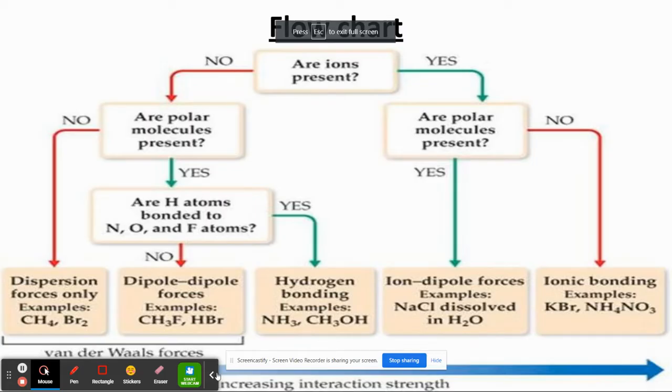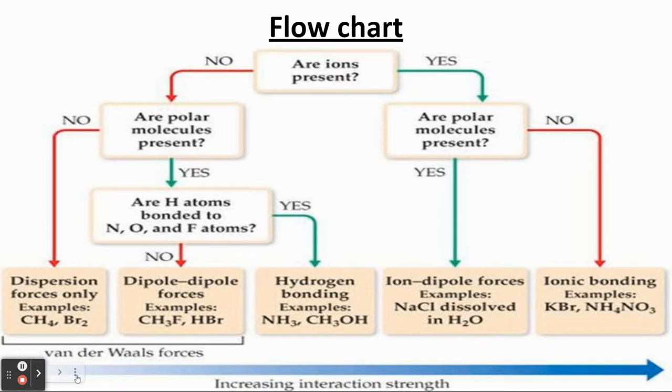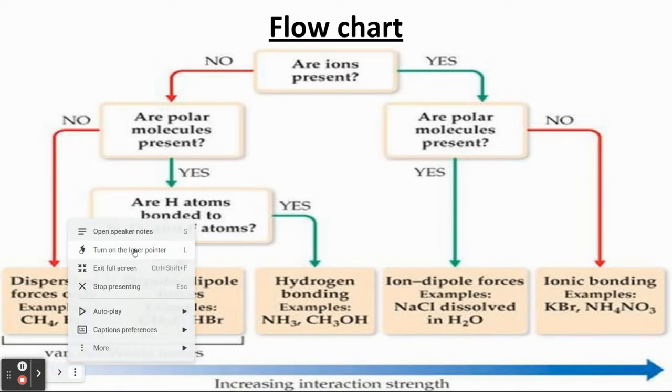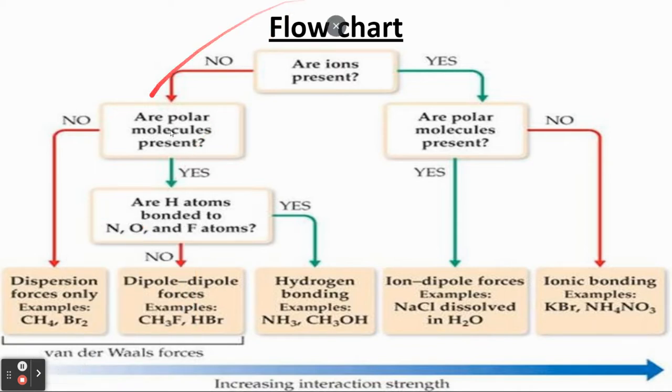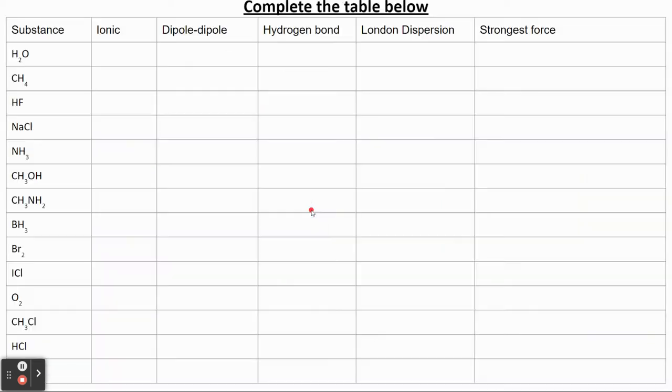So in this video, we're going to take a look at how to determine what type of forces a certain molecule or substance will have in a sample of it. To do that, we're going to use this chart over here. We simply ask these questions as we study the substance that we're dealing with, and then follow the path until we get to our answer. We're going to do a bunch of examples with this chart. We're going to take a substance and determine what type of forces exist within it.